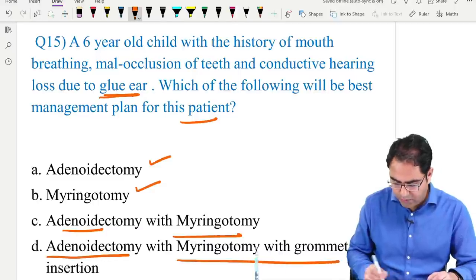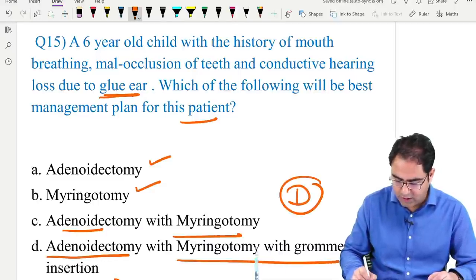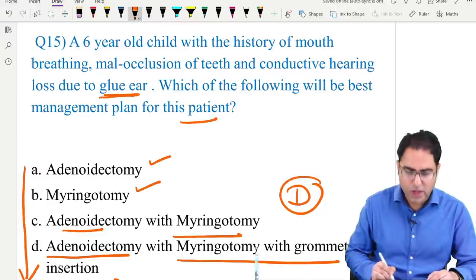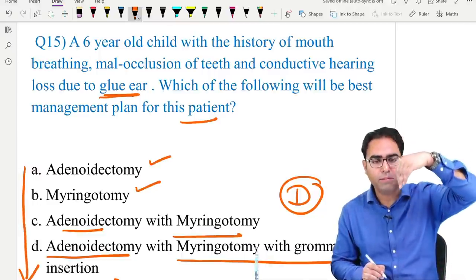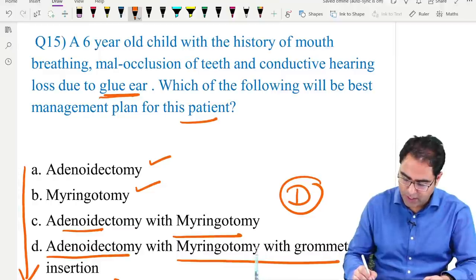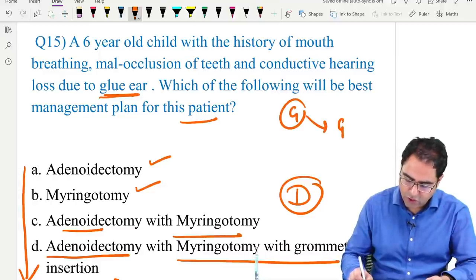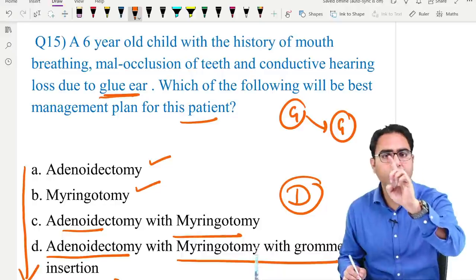Endodontectomy with Myringotomy with Grommet insertion. Yes, D is the answer, beta. Did you notice one thing? As you go down, the answers start getting better, better and better, beta. Okay, Grommet insertion. Glue needs Grommet. Grommet will only come in glue ear.